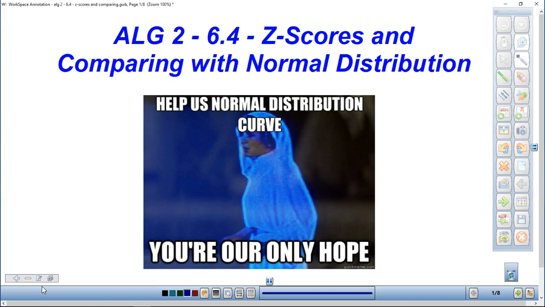Today we are going to be working with z-scores, which might be something new for you. We're going to be using z-scores to compare with a normal distribution.